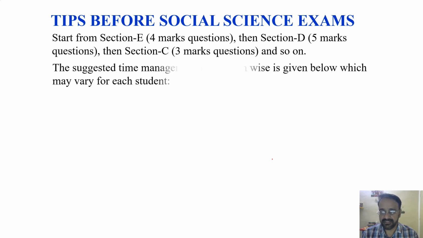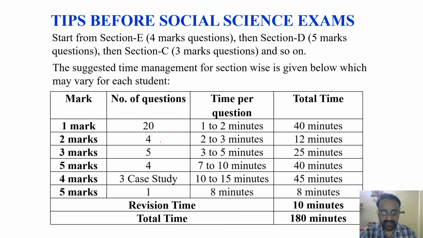And the suggested time management for each section: there are 20 questions of 1 mark, so in total 40 minutes. There are 4 questions of 2 marks, so I suggest maximum 3 minutes each, so you can take 12 minutes. The 3 marks section has 5 questions, maximum 5 minutes each, that means 25 minutes. And there are 4 questions of 5 marks, 10 minutes maximum for each question, so 40 minutes. I'm taking the maximum time here.